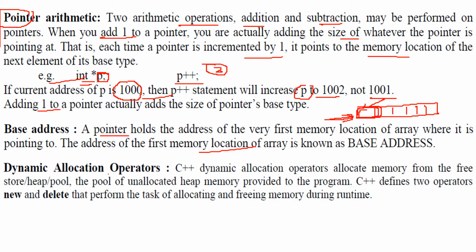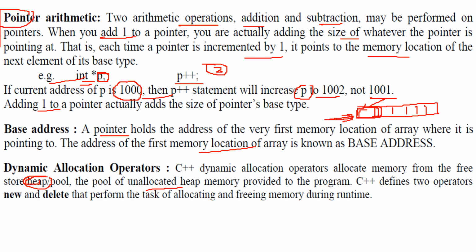How about dynamic allocation operators? C++ has dynamic allocation operators. They allocate memory from the free store, that is the heap. There are various areas like the heap and the stack. The dynamic allocation operators take memory out of the heap pool and allocate it wherever allocation is required. So the pool of unallocated heap memory is provided to the program and is available for us.